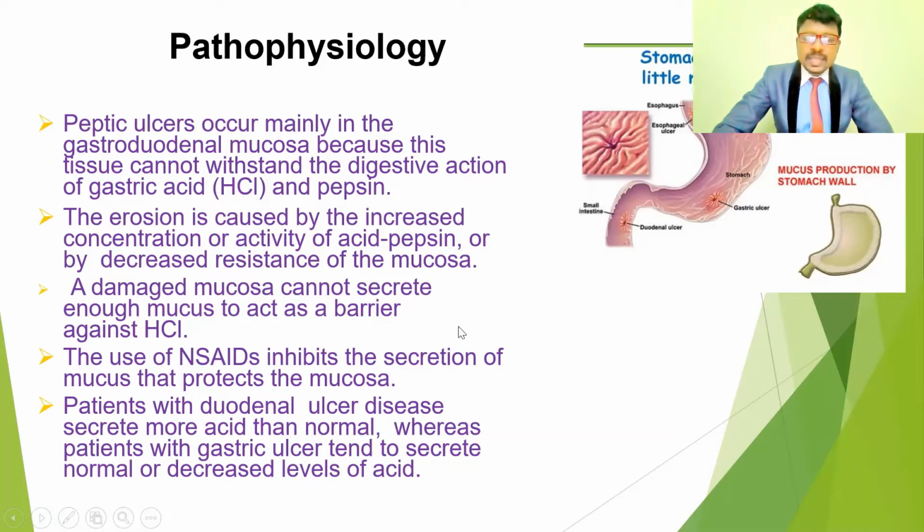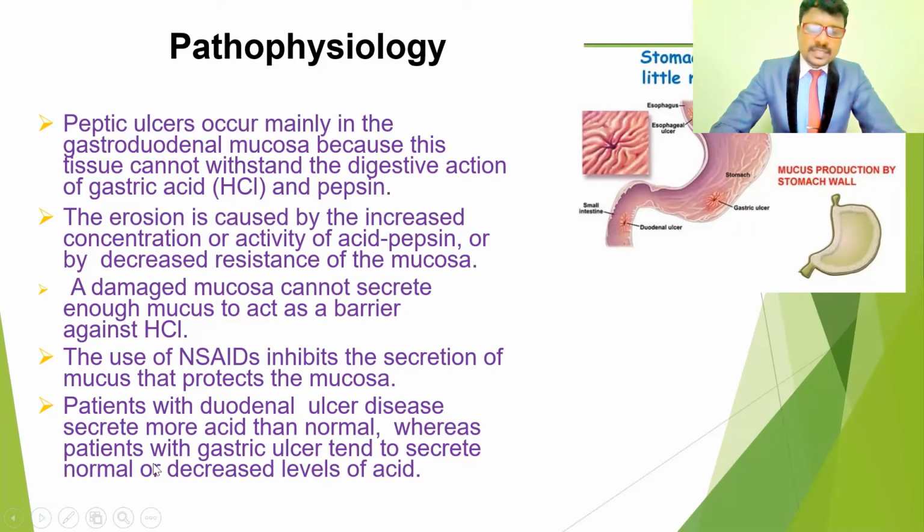A damaged mucosa cannot secrete enough mucus to act as a barrier against the HCl. If the mucosa is damaged, it won't release the mucus, and this mucus is what protects against the HCl. If there is no mucus, the HCl is going to work on the walls of the stomach and give ulcers. The use of non-steroidal anti-inflammatory drugs inhibits the secretion of the mucus that protects the mucosa. These drugs stop mucus formation and also damage the mucus layer.